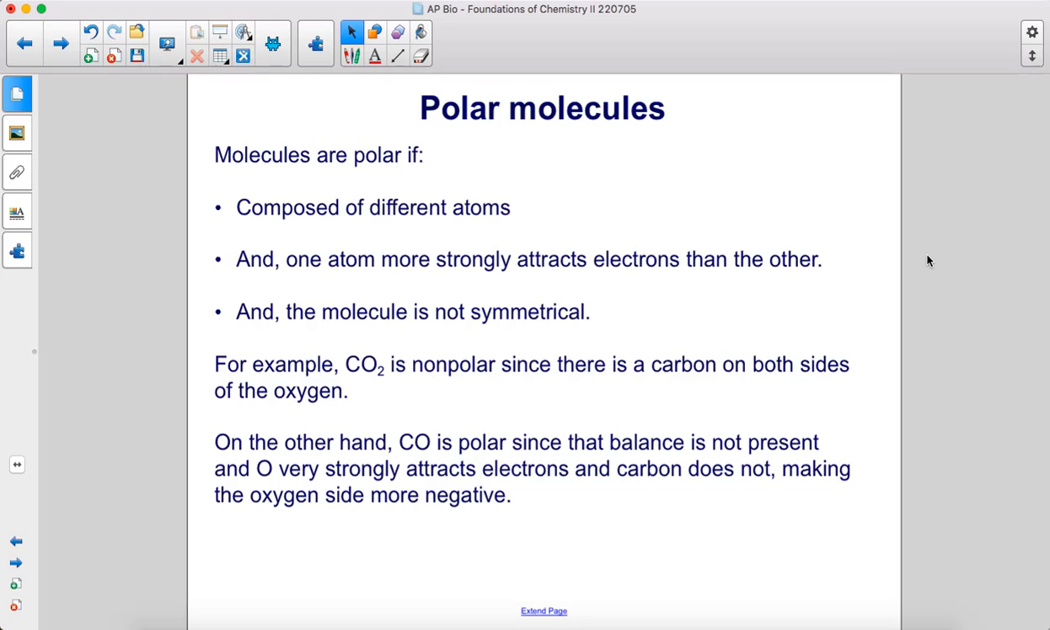Molecules are polar if they're composed of different atoms, and one atom more strongly attracts electrons than the other, and the molecule is not symmetrical. For example, CO2 is nonpolar since there's a carbon on both sides of the oxygen. On the other hand, CO is polar since that balance is not present, and oxygen very strongly attracts electrons and carbon does not, making the oxygen side more negative.